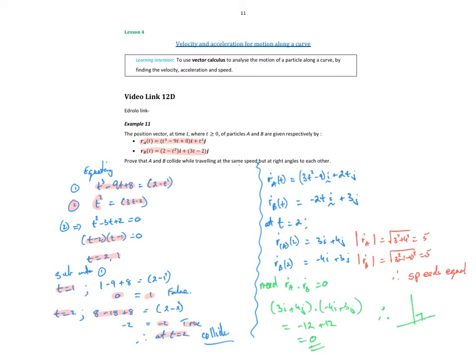All right. Prove that A and B collide while traveling at the same speed, but at right angles to each other. So they collide at t equal to 2. So let's work out the speed or the velocity vector for each one. r dot of A, if we differentiate, 3t squared minus 9 plus 2tj, negative 2ti plus 3j. At t equal to 2, there's my two velocity vectors.